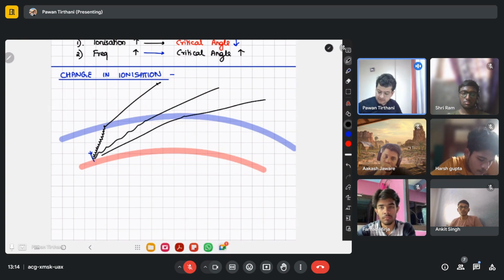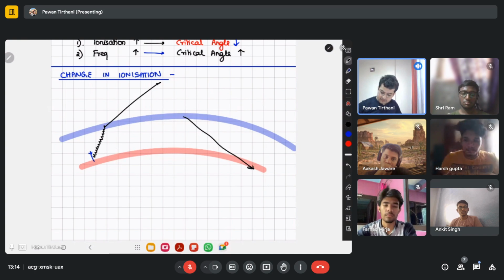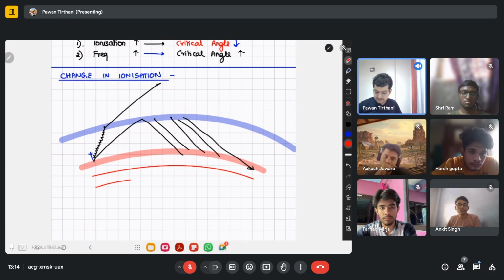But if the ionosphere suddenly becomes very, very strong, all of these waves will not go out, they will come back. So skip distance क्या हुआ? Skip distance यहाँ तक था, skip distance क्या हो गया? कम हो गया. Did the skip distance decrease?